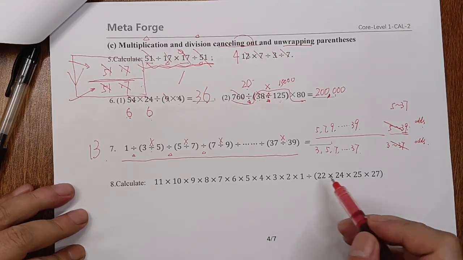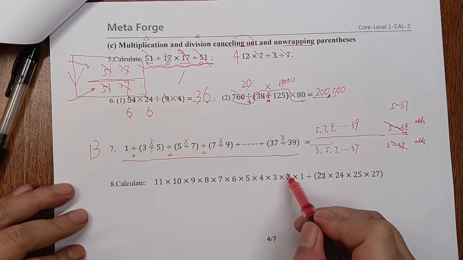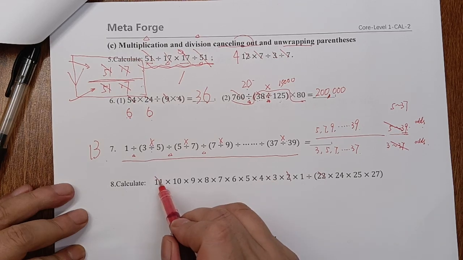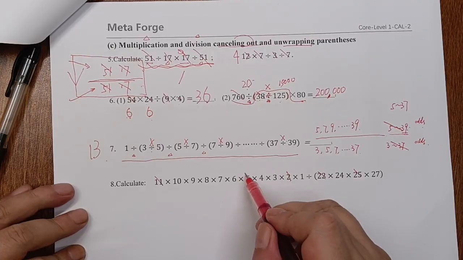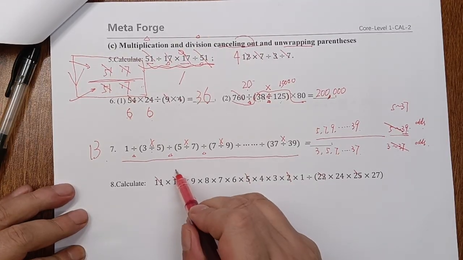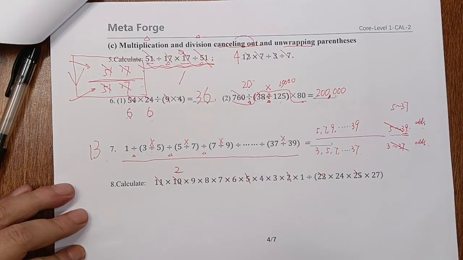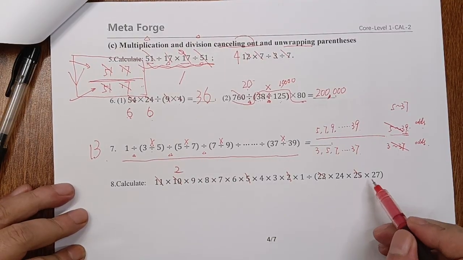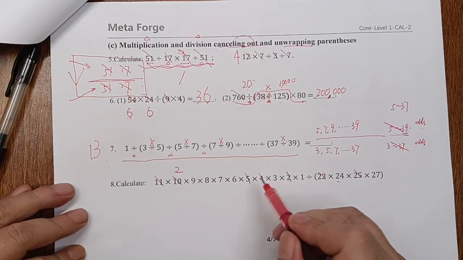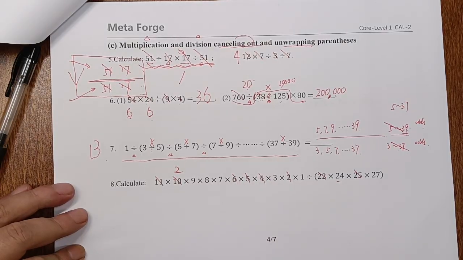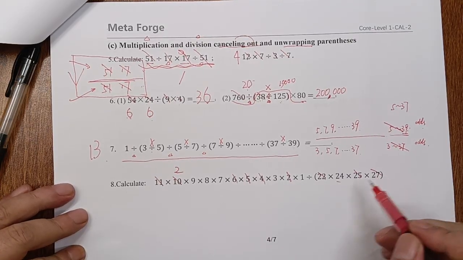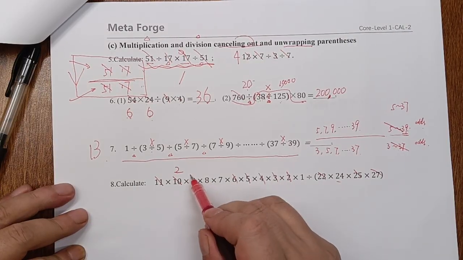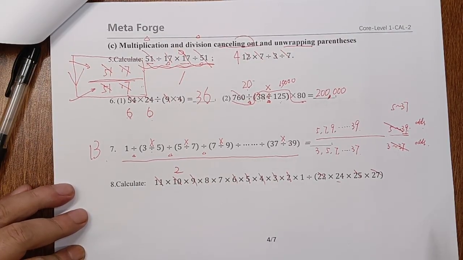In the teacher's approach, 22, erase these two numbers. 25, erase, here is 5, here is 5, but the remainder number is 2. 24, 6 and 4, 20. Yeah. 27.